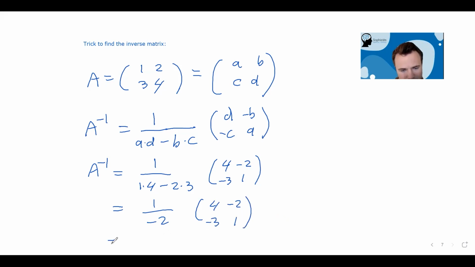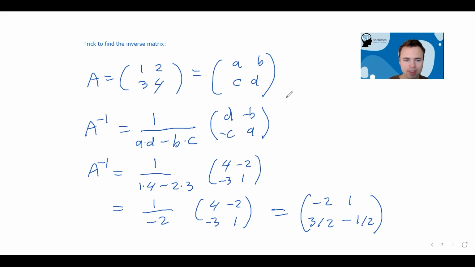And then you basically get minus a half times 4. So minus a half times 4, that will be minus 2, right? And minus a half times negative 2 is a positive 1. And minus a half times minus 3 is 1.5. And a negative half times 1 is minus a half. And now you have found the inverse matrix with a really easy trick.